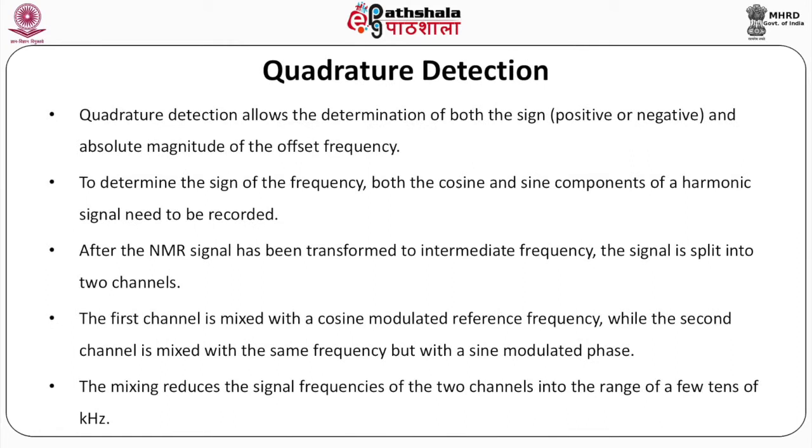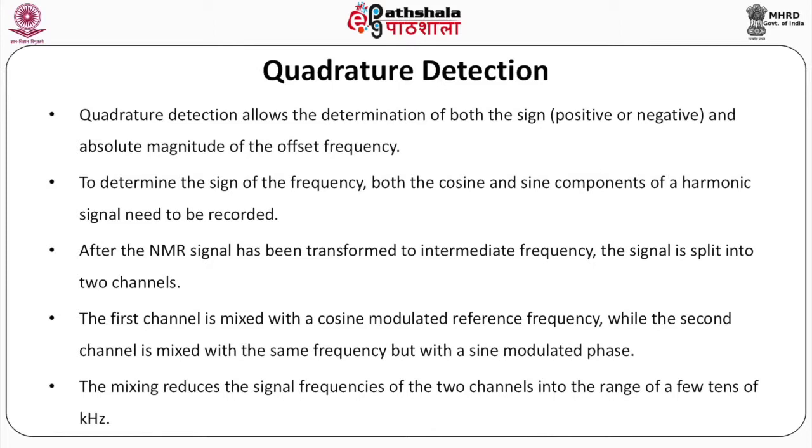Quadrature detection. Quadrature detection allows the determination of both the sign, which may be positive or negative, and absolute magnitude of the offset frequency. To determine the sign of the frequency, both the cosine and sine components of a harmonic signal need to be recorded. After the NMR signal has been transformed to intermediate frequency, the signal is split into two channels. The first channel is mixed with a cosine modulated reference frequency, while the second channel is mixed with the same frequency but with a sine modulated phase.